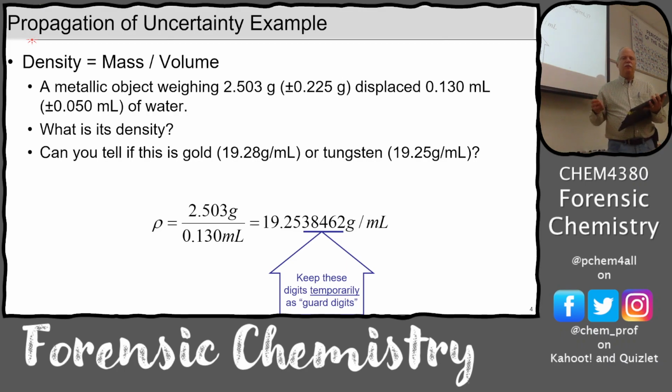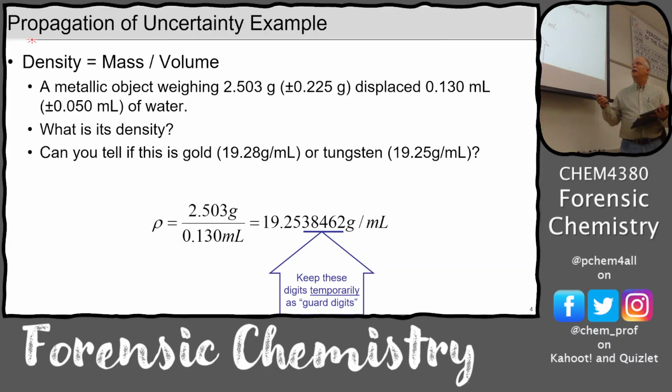This is an example from CHEM, so this will be a bit of review as well. But we'll talk about uncertainty analysis in this one. So we have this metallic object, weighs 2.5 grams, and it displaced this much water, 0.13 mL of water. And so what's the density? And can you tell if it's gold or tungsten? So gold has a density of 19.28, tungsten 19.25. So pretty similar densities. We could take this mass and divide it by the volume and calculate our density.